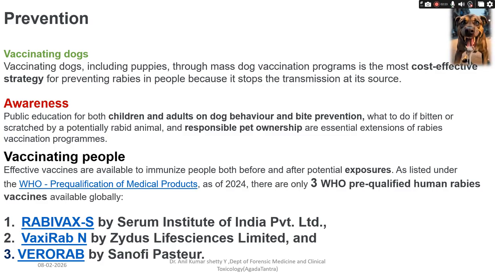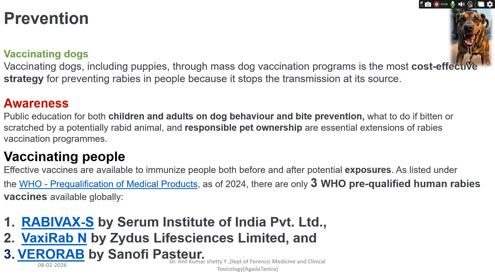Prevention: vaccinating dogs. Prevention is the most important thing in case of rabies. So the first thing we should go for is mass dog vaccination. Vaccinating dogs, including puppies, through mass dog vaccination programs is the most cost effective strategy for preventing rabies in people because it stops the transmission at its source. 99% of the transmission of rabies is through dogs. So the first preference in preventing the disease is vaccinating the dogs.